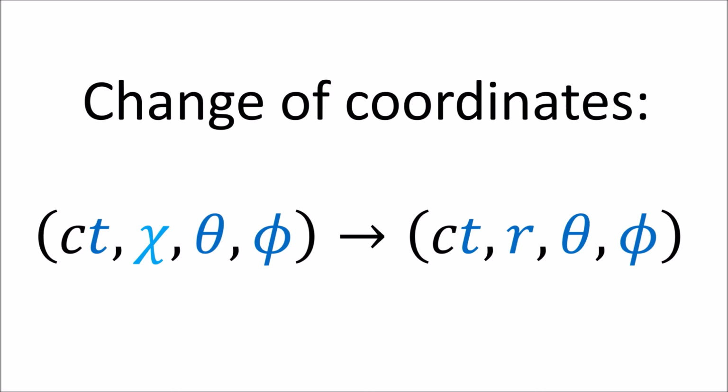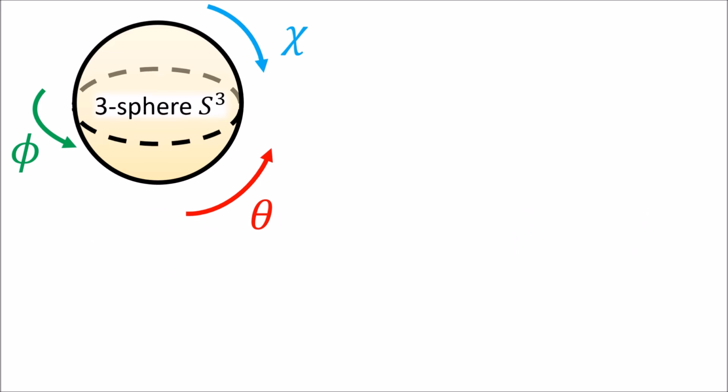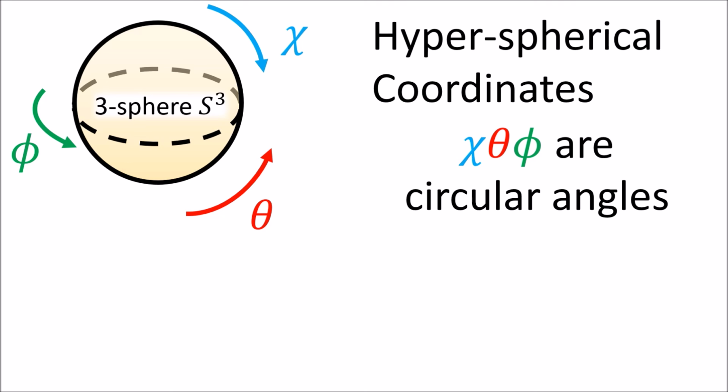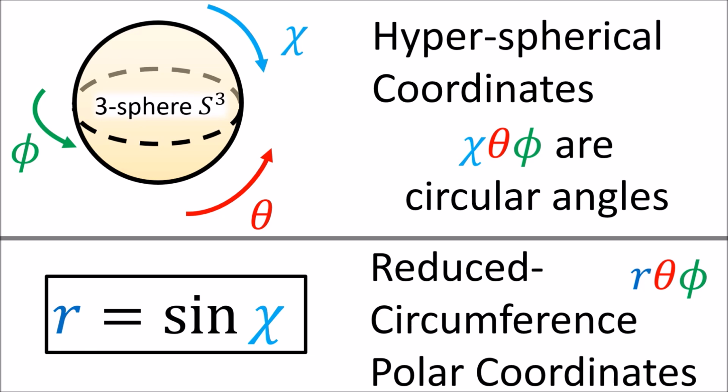Before the end of the video, I'll say one more thing about this coordinate change from chi to r that we did, which will hopefully make things more clear. For the closed universe, the chi, theta, phi coordinates are all circular angles used to identify a point on the 3-sphere. These are called hyperspherical coordinates. After defining r as sine of chi, the r, theta, phi coordinates are called reduced-circumference polar coordinates.